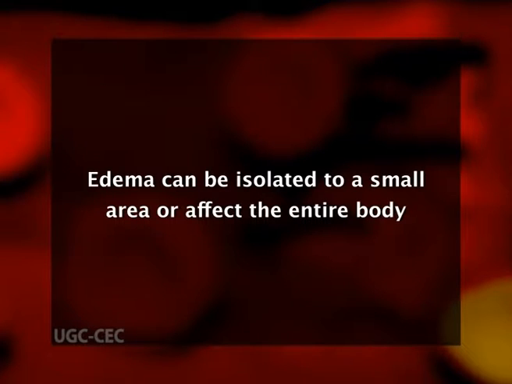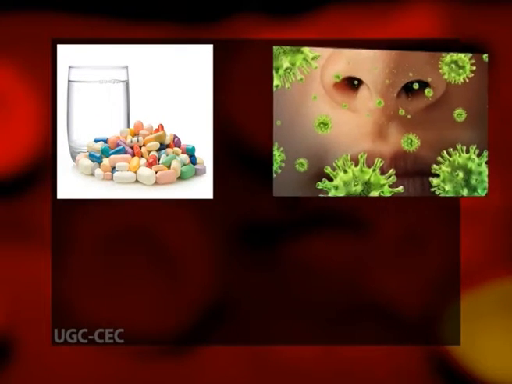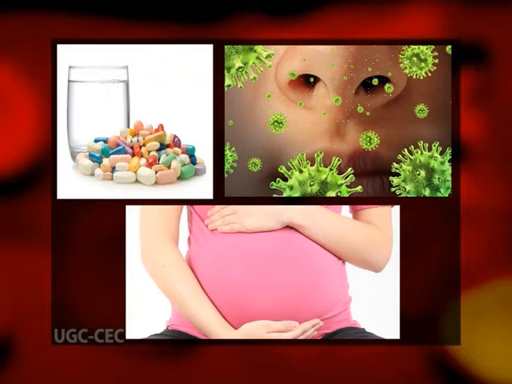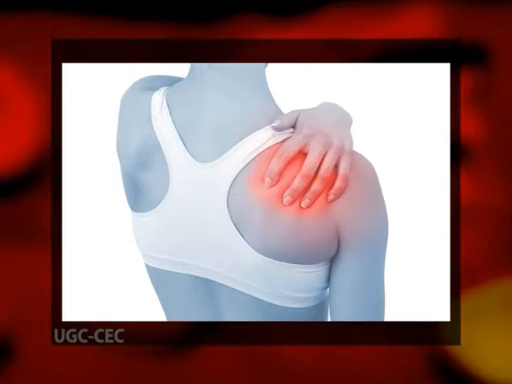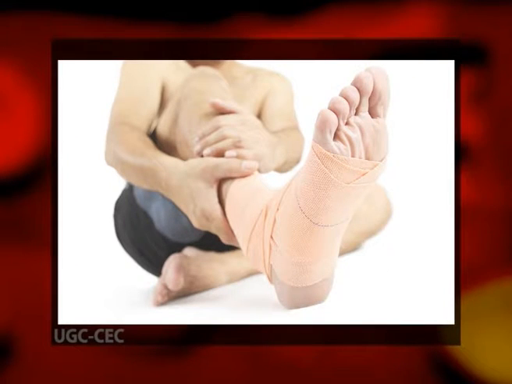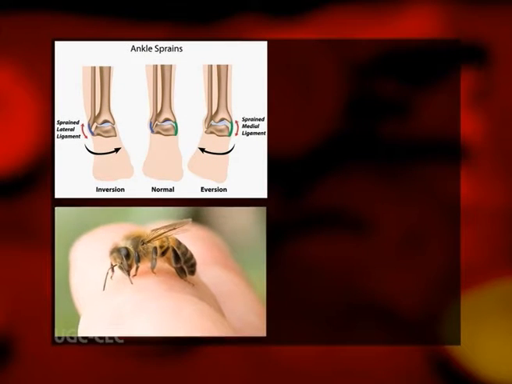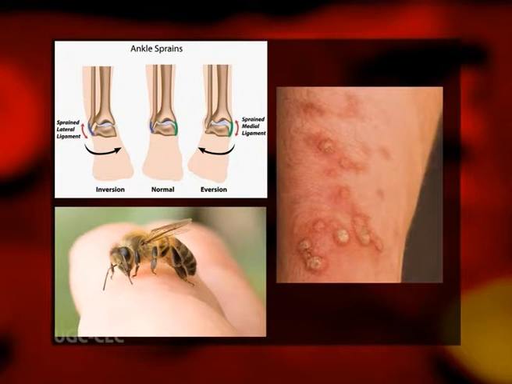Edema can be isolated to a small area or affect the entire body. Medications, infections, pregnancy and many medical problems can cause edema. Edema is a normal response of the body to inflammation or injury. For example, a twisted ankle, a bee sting or a skin infection will all result in edema in the involved area. In some cases, such as in an infection, this may be beneficial. Increased fluid from the blood vessels allows more infection-fighting white blood cells to enter the affected area.